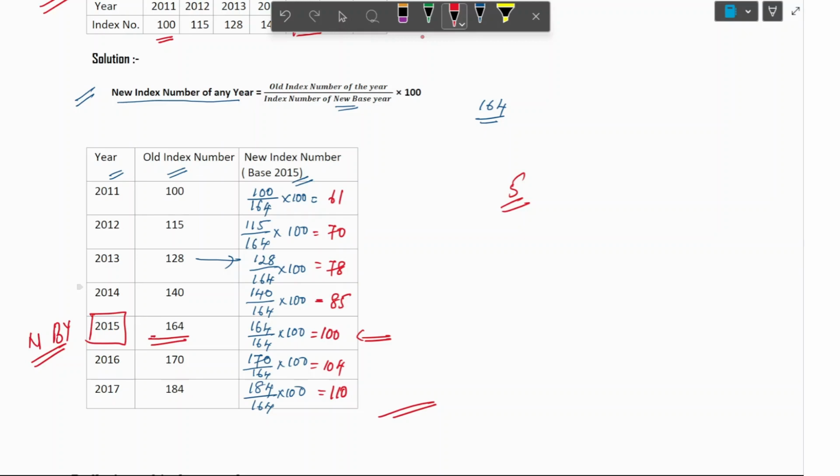Therefore, these are the two questions which I solved for shifting the base or reconstructing the entire index series to the new base. Therefore, the formula once again I'll tell you: new index number of any year equals old index number of the year divided by index number of new base year into 100. Right, and learn the formula. Therefore, this is one of the easiest parts in index numbers, to reconstruct the index numbers with a new base year.